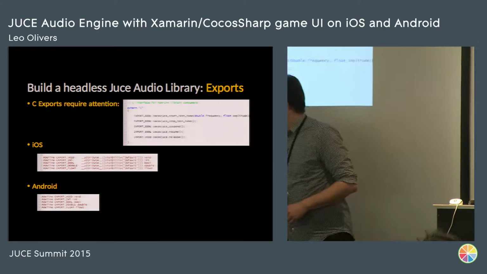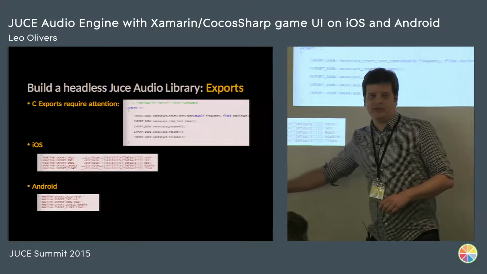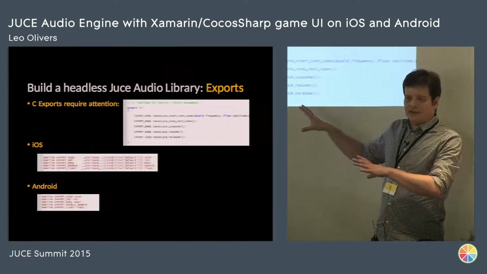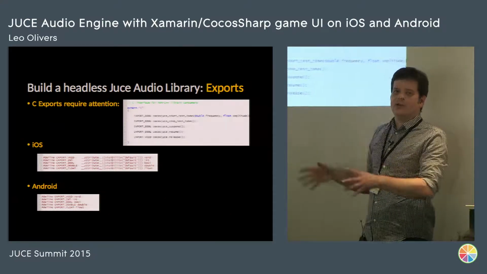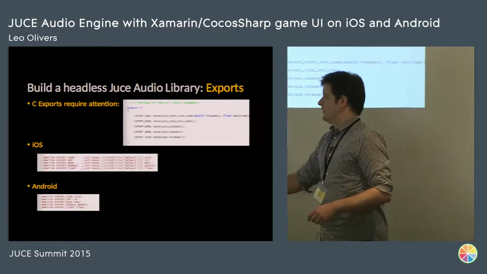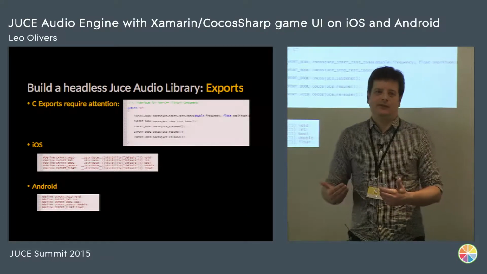For Android, you don't really need any extra attributes, so that's trivial. And for Windows, which I'm not discussing here, but you can do all this stuff also with the Windows GUI front end, you would need a third kind of export attribute in your C code.